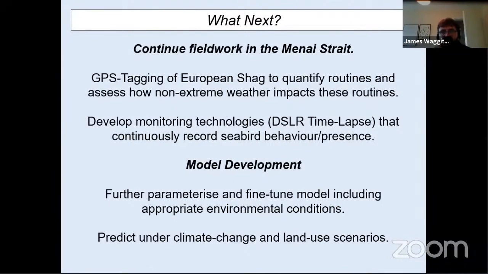So yeah, just what next? We're going to continue field work in the strait. We've got some GPS tagging of birds, to look at their movements to quantify their routines and how they respond to different conditions. Developing camera traps, so time lapse, to provide continuous monitoring of bird behaviour. And that model I showed you a few slides ago, we're going to try and get that even better. And once we've got that, we can start exploring climate change scenarios, but also perhaps scenarios in land use.